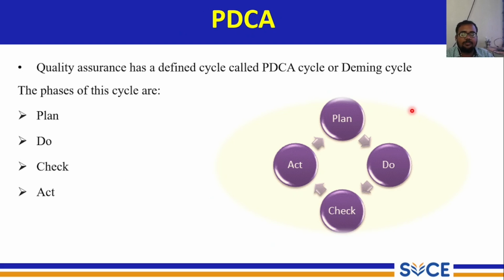Now, what about PDCA? PDCA is one of the key important aspects of quality assurance. It was given by Walter Shewhart. It is also called the Shewhart cycle, and another name for it is the Deming cycle. So quality assurance is defined by this cycle called PDCA. P refers to plan, D refers to do, C for check, and A for act.